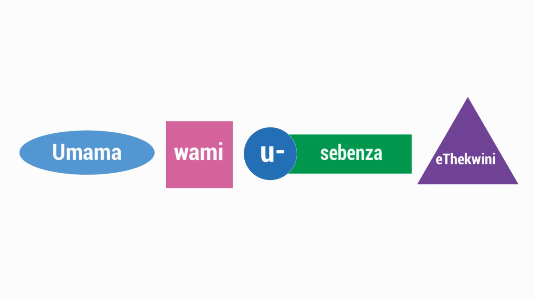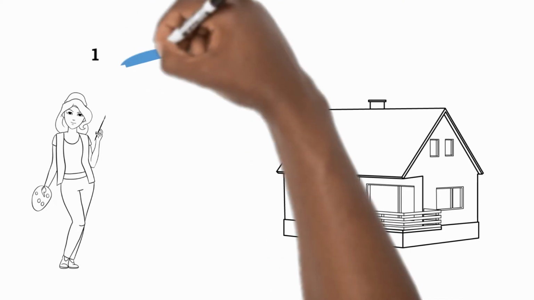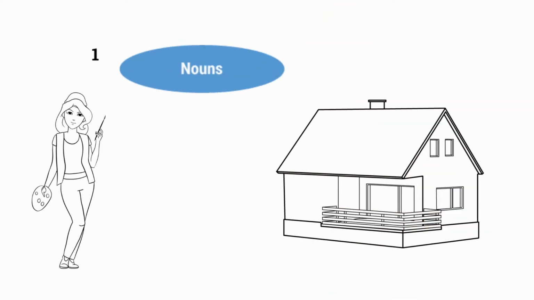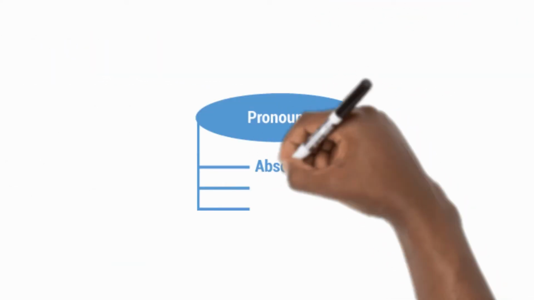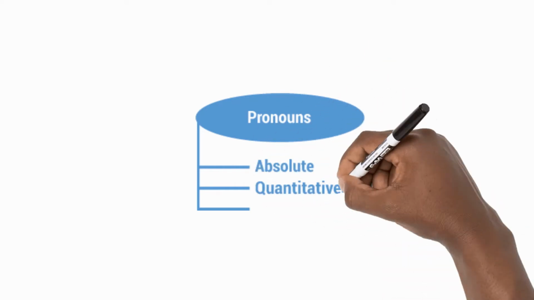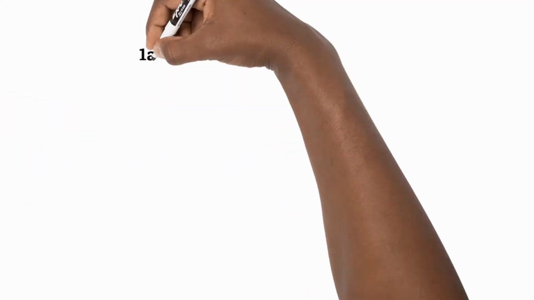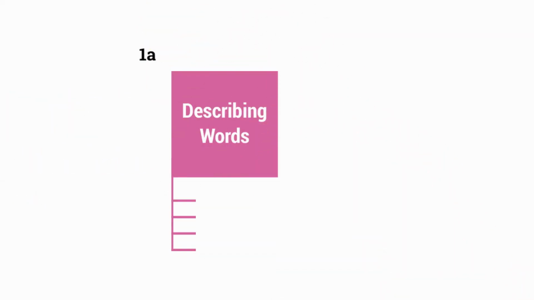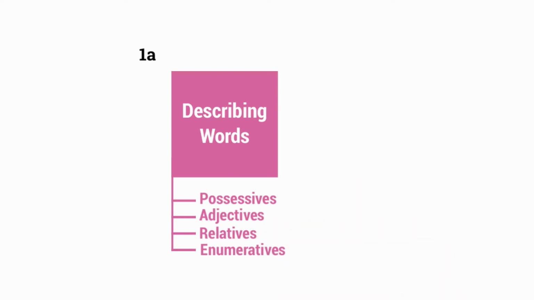Just like any other language, IsiZulu has parts of speech that make up a sentence. They are: number 1, subject, which are nouns, derivatives, and pronouns. Within pronouns, we have absolute pronouns, quantitative pronouns, as well as demonstrative pronouns. Parts of speech which make up describing words are possessives, adjectives, relatives, and enumeratives.